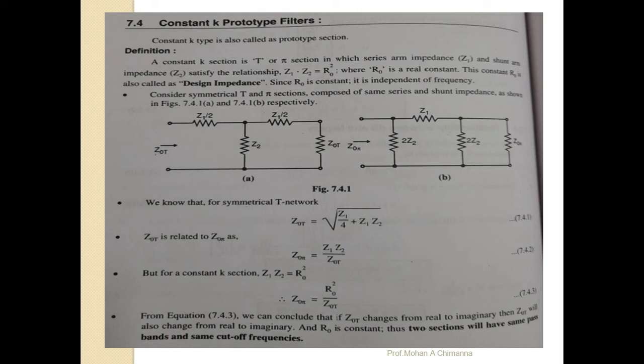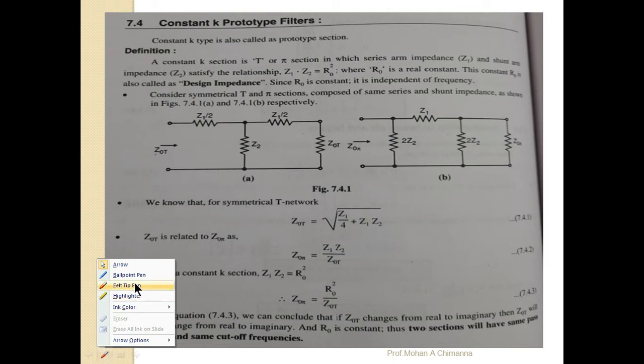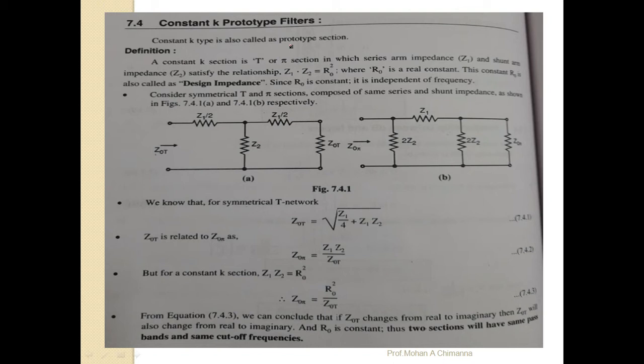Hello, good afternoon. Today we will continue with the constant K type of filter. Today we are going to discuss the constant K prototype of the filter. The constant K type of filter is the prototype section, or it is called the basic type of the filters.